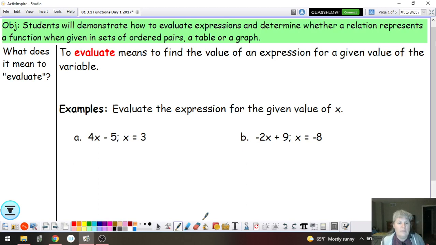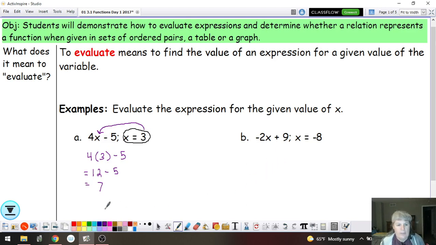So if I know what the value of a variable is, like we have here in example A, I'm told x equals 3, and I have an expression like 4x minus 5. Because I know that x equals 3, I can take the 3 and substitute it for the x in my expression. So we're going to have 4 times 3 subtract 5. 4 times 3 is 12, subtract 5, and we have the value 7 when we evaluate that expression.